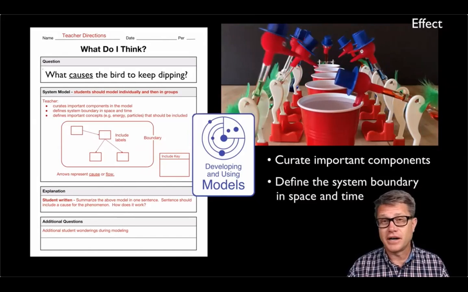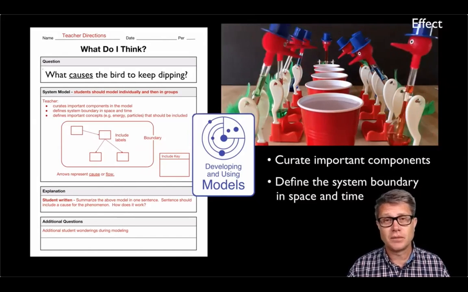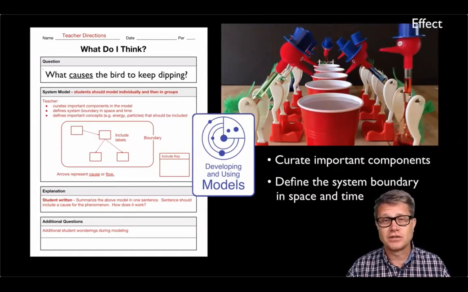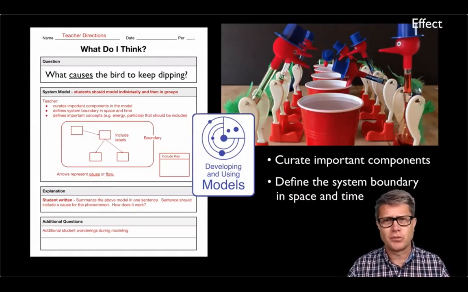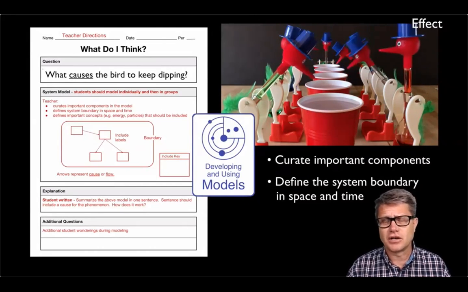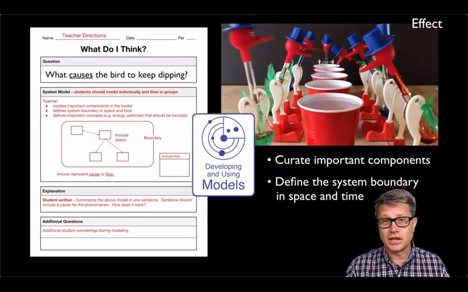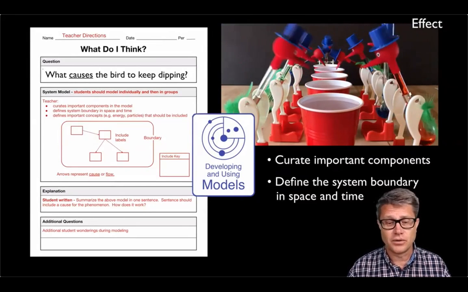And then you want to define the system that you want them to create a model for. Define the boundary in space and time. Lots of times when kids are creating a model, they'll just draw a diagram or a picture, which has no explanation in it at all. And so I would say, I want you to draw the bird in an upright position and then a down position so I can understand what you're thinking.